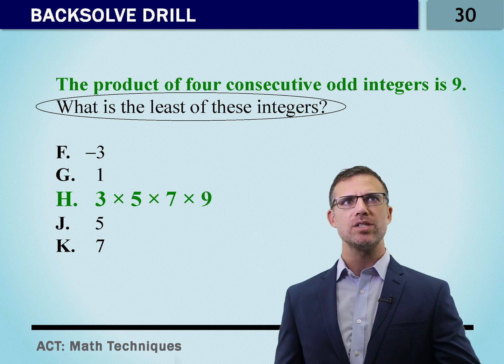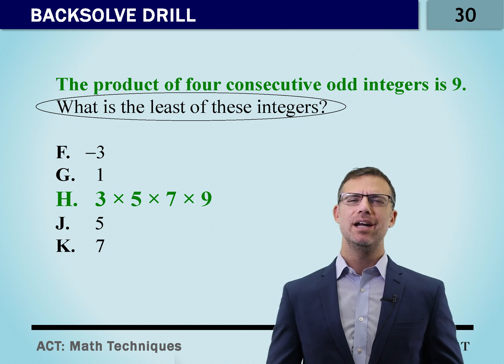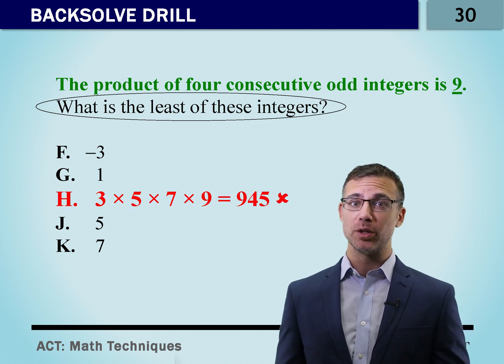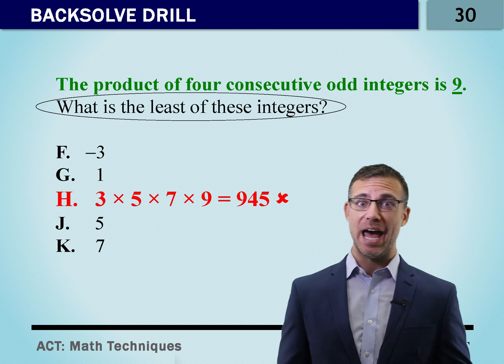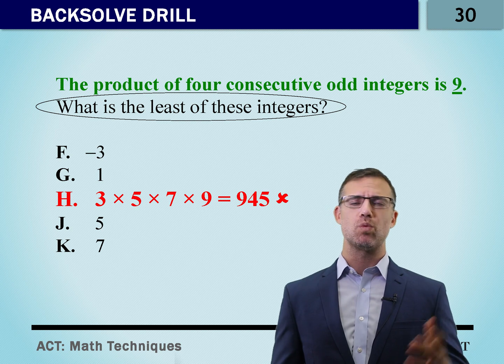3 times 5 times 7 times 9. Is that possibly going to multiply to get to 9? No way! It's way too big. Remember, by the way, that product is multiply, and sum is going to be add, just to make sure that we don't confuse those two. But if we're multiplying those numbers, that number is way too high.